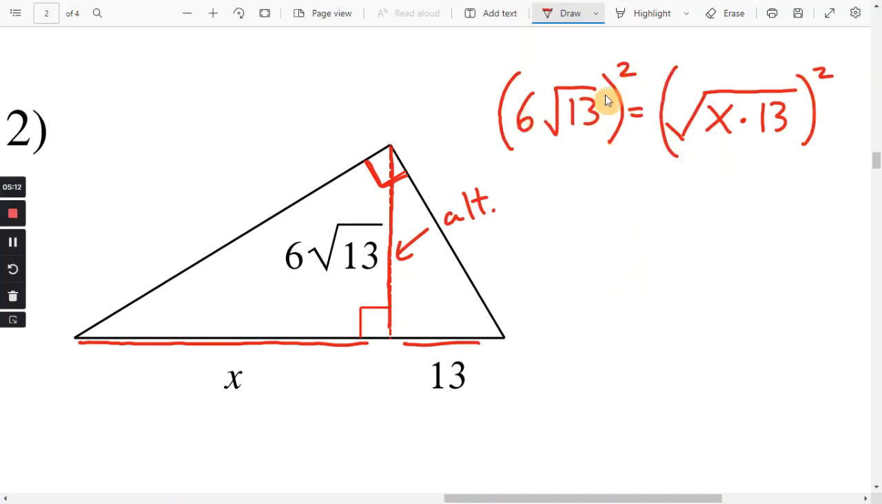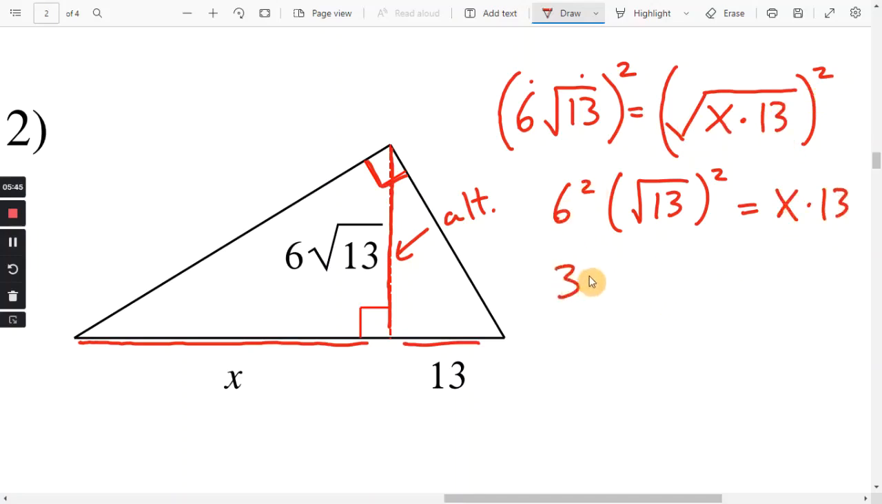All right, so when you square this, remember to square the 6 and the radical 13. So basically the exponent has to be distributed. So this is going to be 6 squared, and this is going to be radical 13 squared. Okay, and radical x times 13 squared, you just remove the square root. So it's just x times 13. Okay, 6 squared is 36. And radical 13 squared, you just remove the square root. And that equals x times 13.